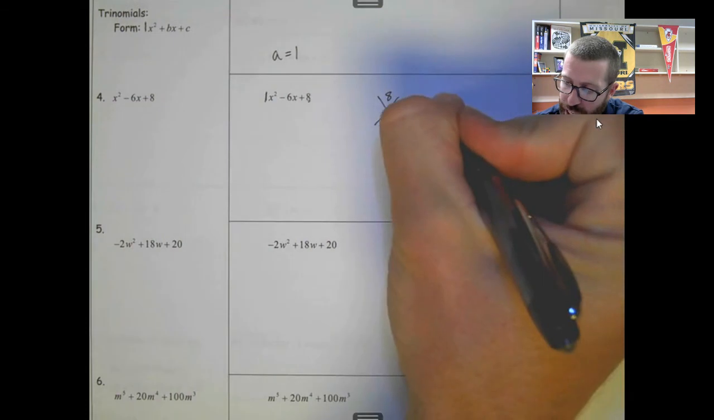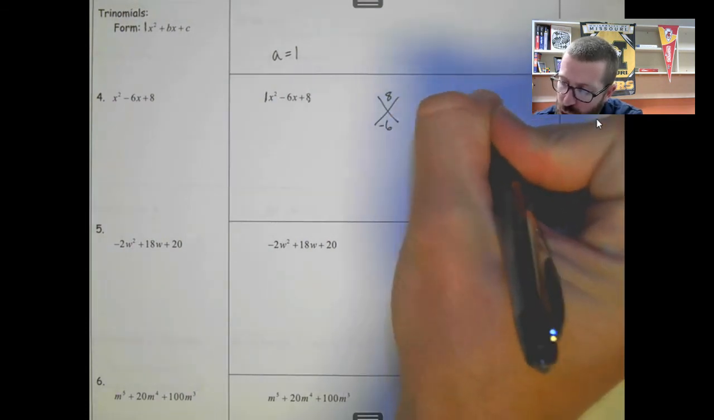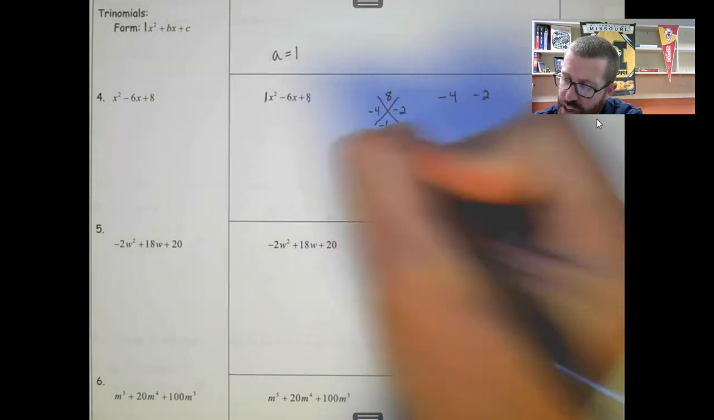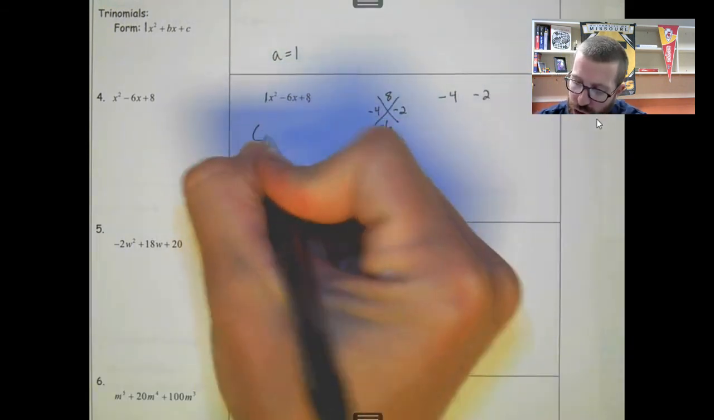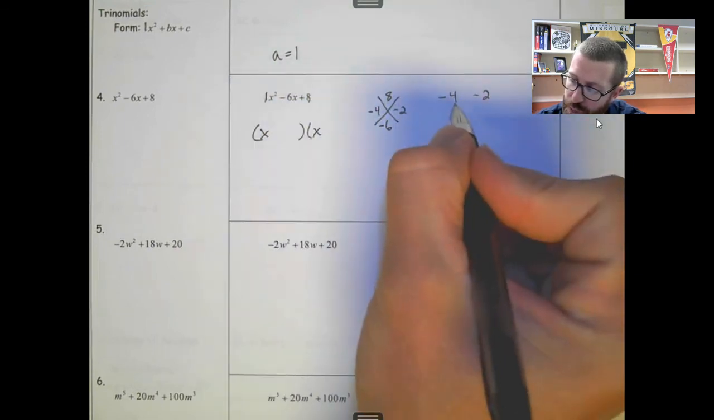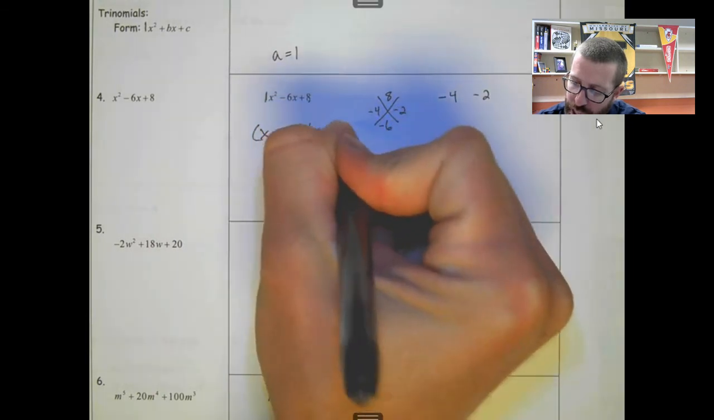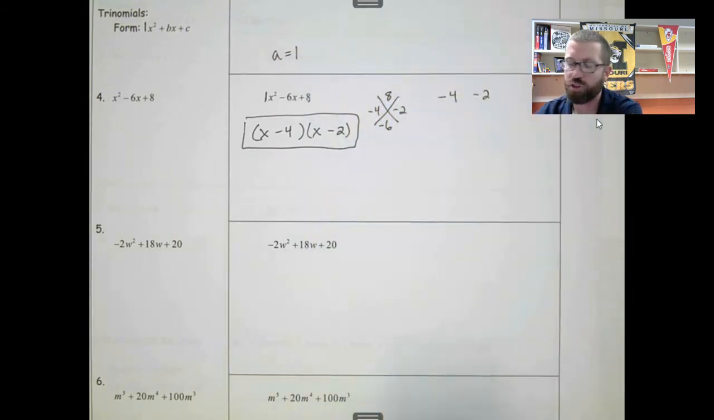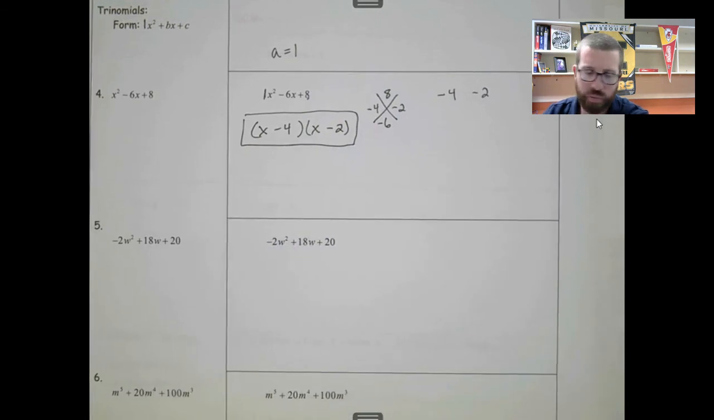Well, if I had negative 4 and negative 2, then those numbers multiply to 8 and add to negative 6. And so because a is 1, and only because a is 1, I can just jump down to x minus 4 times x minus 2. The order doesn't matter. You could put the negative 2 first. But there's no need to do any kind of long method if a is 1.